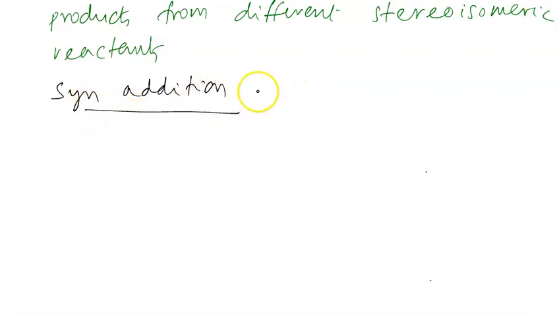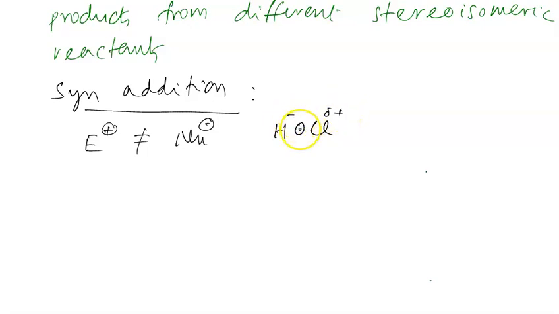We have two types of reagents where the electrophilic part is not equal to the nucleophilic part. That is a reagent like HOCl. So here Cl plus is the electrophilic part and HO is the nucleophilic part. If the reagent is like this, or HCl also you can take, then how will the syn addition take place and what is the product we are going to get? Let us see.